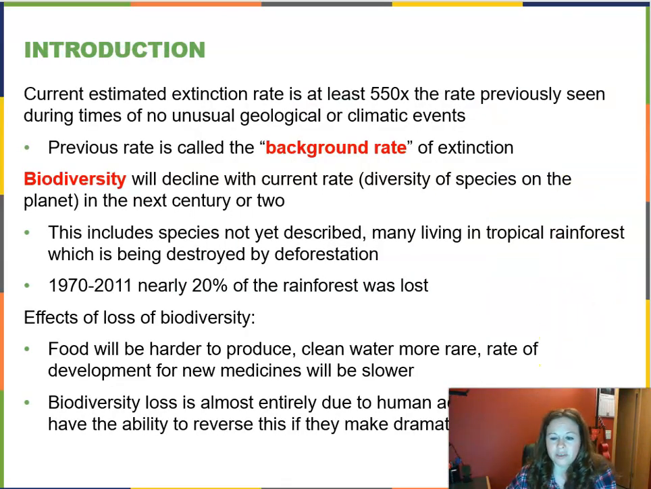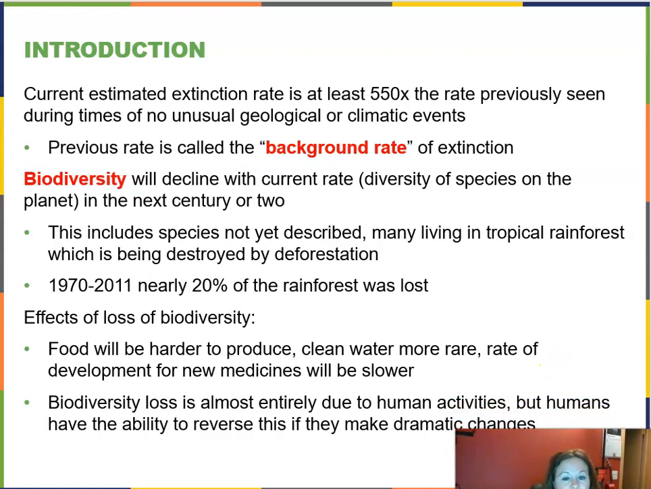In our introduction, the current estimated extinction rate is at least 550 times the rate previously seen during times of no unusual geological or climatic events. The previous rate we call the background rate of extinction, and biodiversity will continue to decline with the current rate.